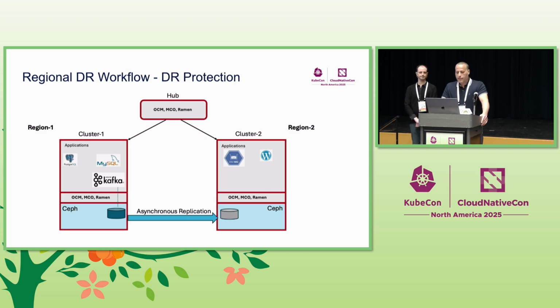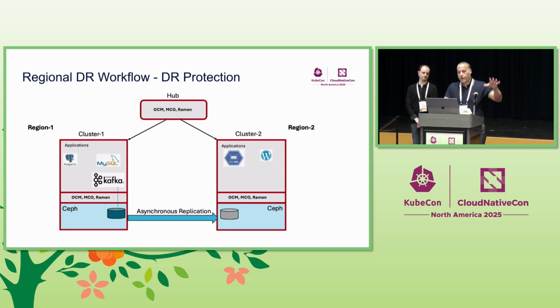The next slide shows that DR protection has been enabled. This is when the user creates a DR policy. Raman reconciles the DR policy and protects the application. As you can see, there is an asynchronous replication from cluster 1 to cluster 2.